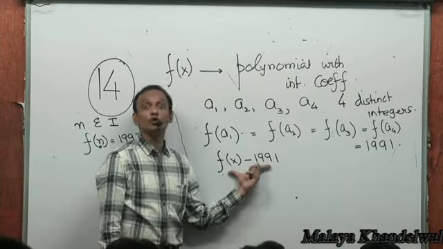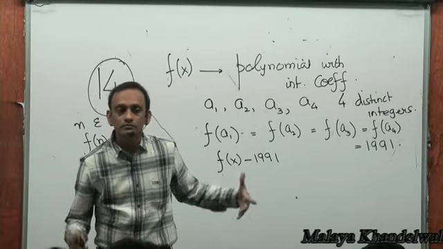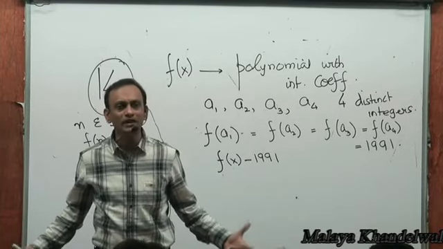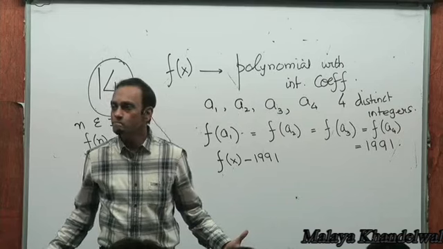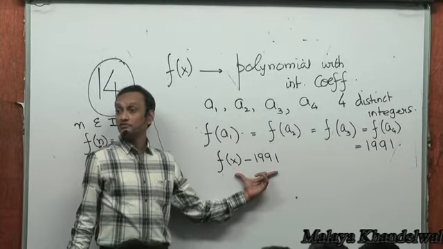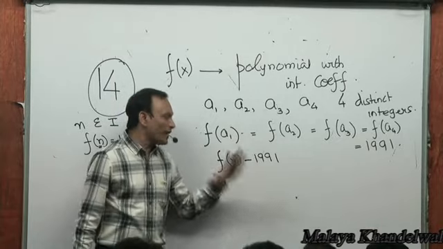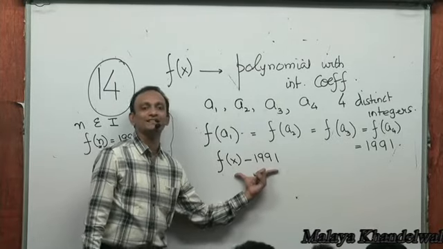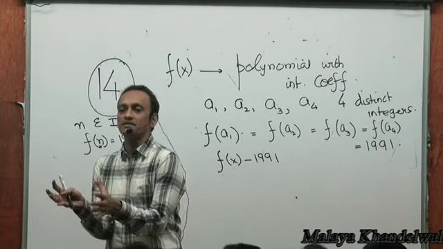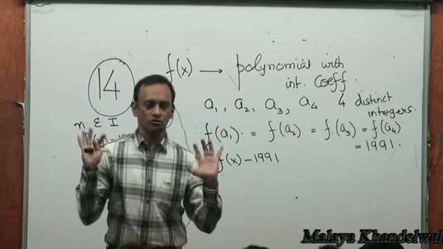Now, if this becomes 0 at x equal to a1, can I say that x minus a1 must be a factor of this? If a polynomial becomes 0 at x equal to alpha, then x minus alpha must be a factor of the polynomial. Could that be said? So x minus a1 must be a factor of this. x minus a2 must be a factor of this. x minus a3 must be a factor of this. x minus a4 must be a factor of this. So one thing for sure, if I seek to factorize f(x) minus 1991, then 4 factors are known to me: x minus a1, x minus a2, x minus a3 and x minus a4. The other factors, if any, could be kept in a black box, right?